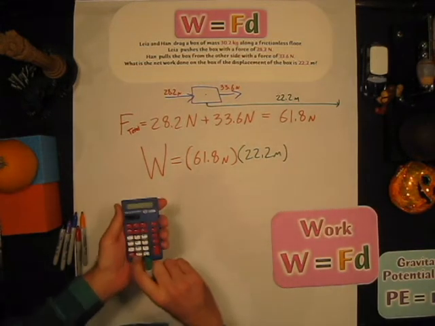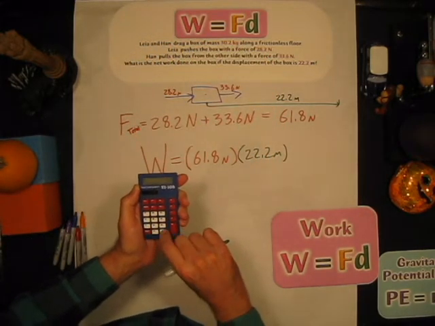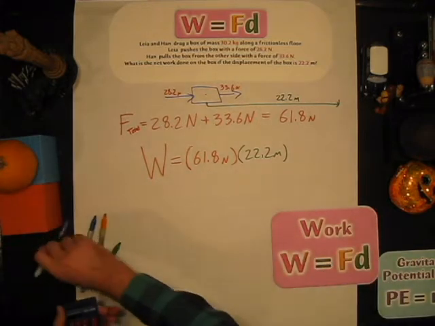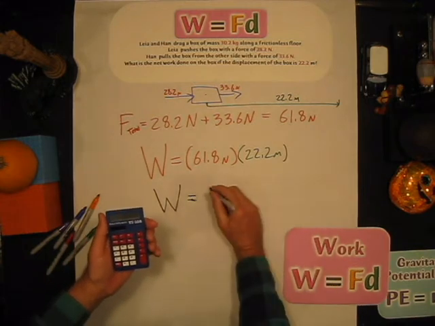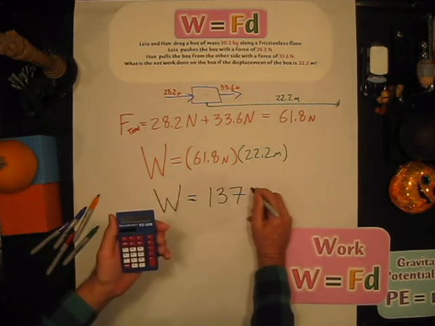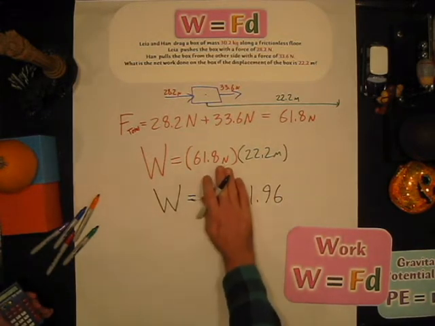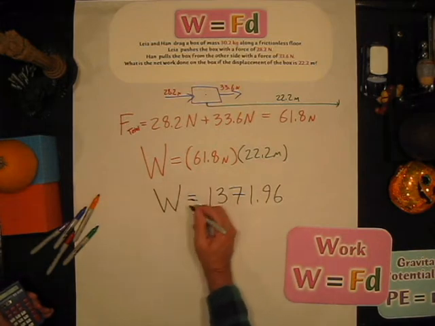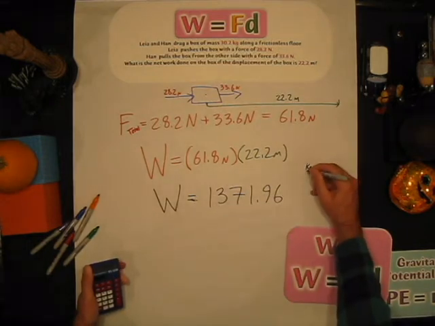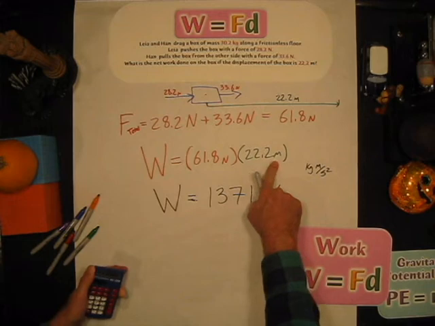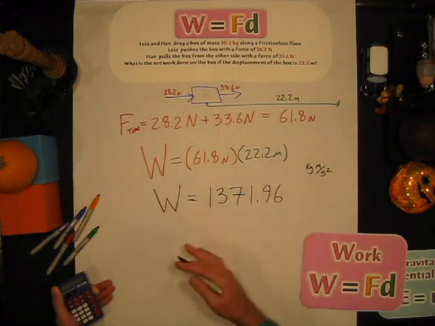This is not a hard one, is it? Not really very hard. So 61.8, I even still have that on my calculator, times 22.2 meters equals, I'll just do it in black, W equals 1371.96. Now we're doing work here, and it's newtons times meters. So maybe you're losing track of what the units should be. Remember, a newton is a kilogram meter per second squared, and then we're multiplying that times meters. So that would be kilogram meter squared per second squared. Oh yeah, how do we write that?